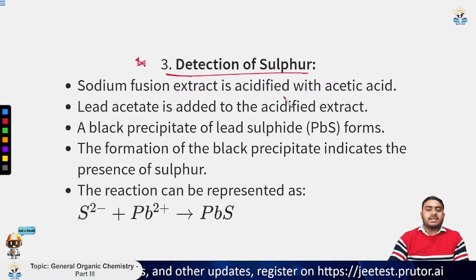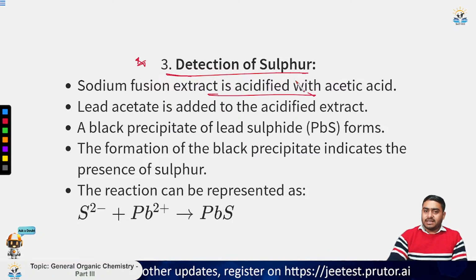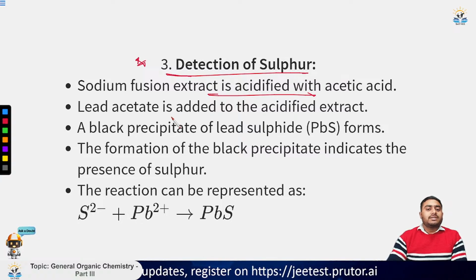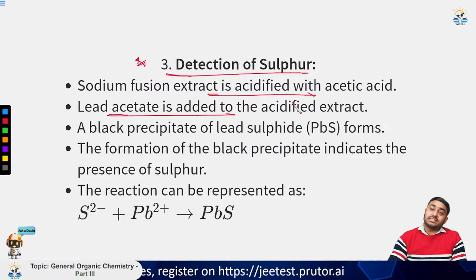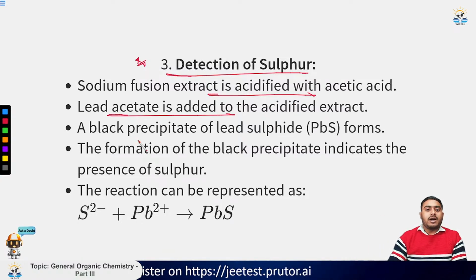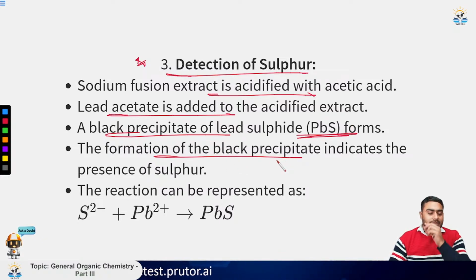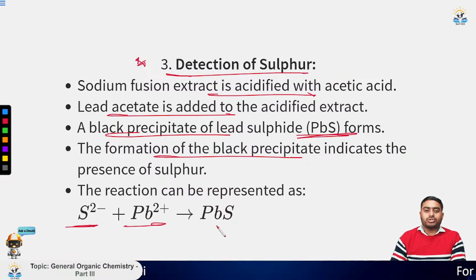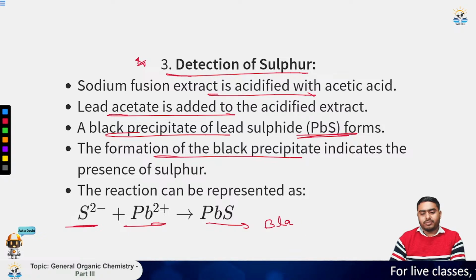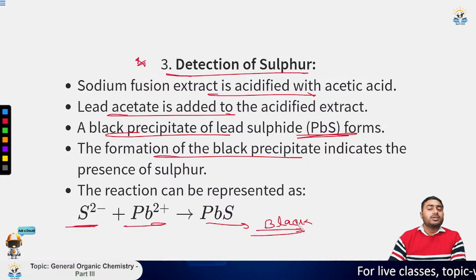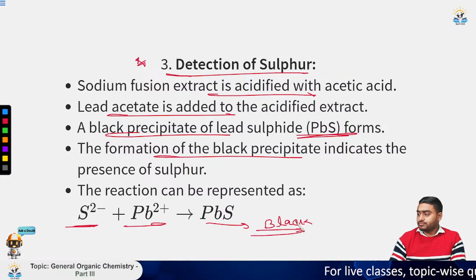For the detection of sulfur, the sodium fusion extract is acidified with acetic acid. Then lead acetate is added to the acidified extract. A black precipitate of lead sulfide, PbS, forms. The formation of the black precipitate indicates the presence of sulfur. You can see the reaction: S2- reacts with Pb2+ to give PbS, lead sulfide, which is a black precipitate.